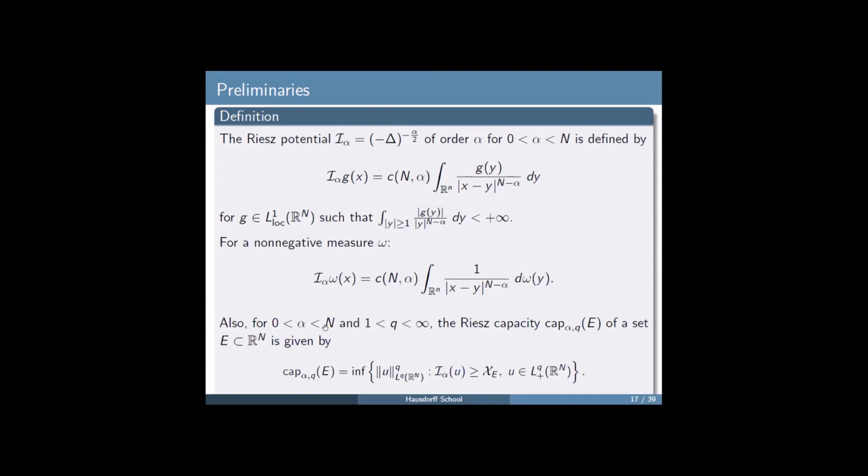Also, for alpha between 0 and n and q greater than 1, the Riesz capacity of order alpha q of a set E is defined as the infimum of this norm, so that the Riesz potential of the function u is greater or equal than the characteristic function of the set E, for u non-negative and in L^q of R^n. There are several equivalent definitions of capacities, or at least they coincide over compact sets, but I will take this version of the definition of Riesz capacity.